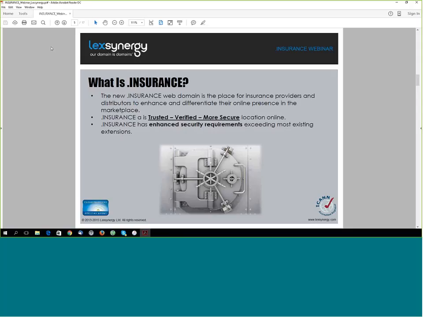And what we say is .insurance is a place for insurance providers and distributors to enhance and differentiate their online presence in the marketplace. That is, when someone looking for information on the internet sees a domain name appended with .insurance, they can trust that it is someone that's been verified and vetted as a legitimate service provider in this industry. We say .insurance is trusted, verified, and more secure because of the registration restrictions.